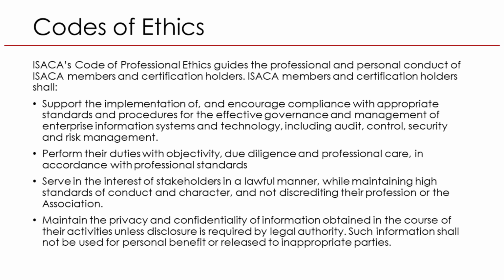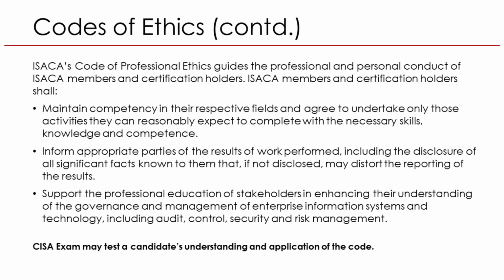In summary, ethics is not just about compliance, it's about trust. Following this code ensures organizations can rely on our judgment and professionalism at all times. The CISA Code of Professional Ethics also focuses on competence, transparency, and education, three qualities that make an information system auditor credible and trustworthy. Maintain competency. As professionals, we must keep our skills and knowledge up to date and only take on work we're qualified for.